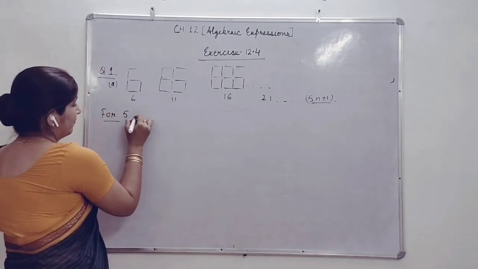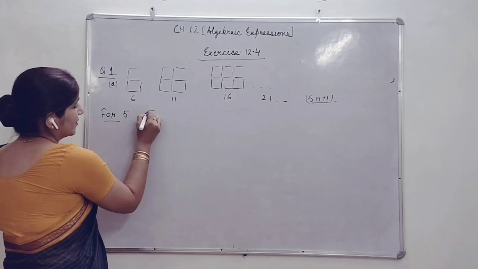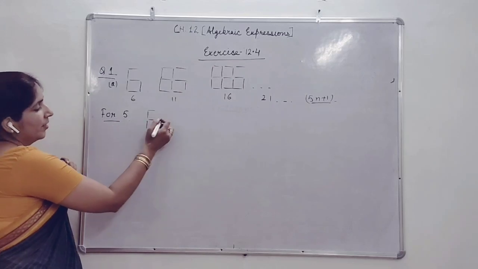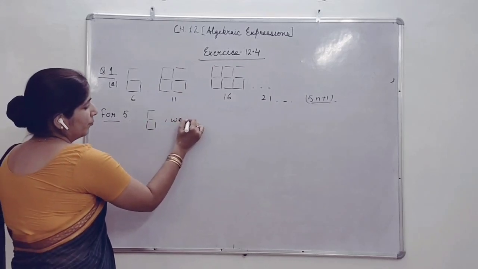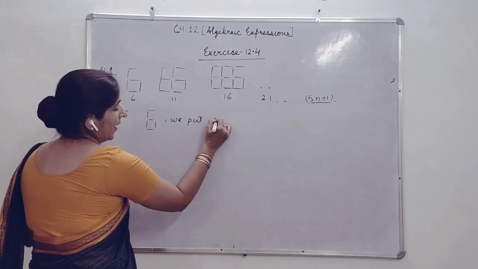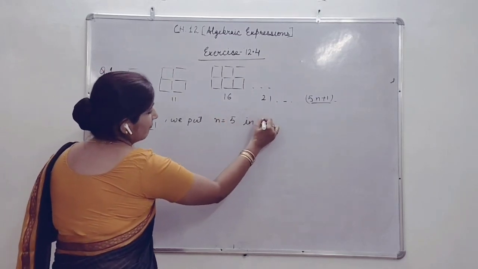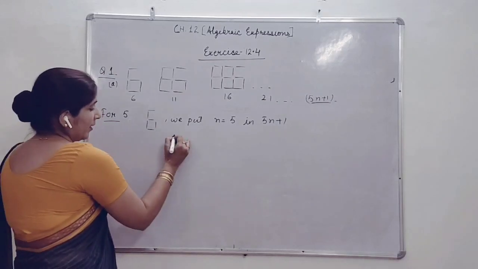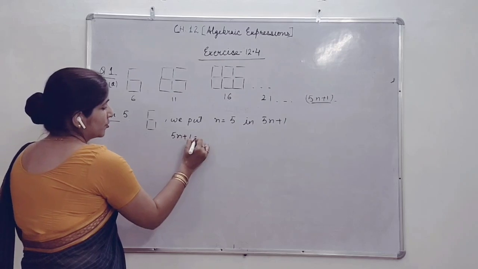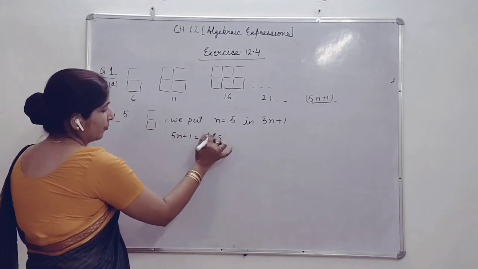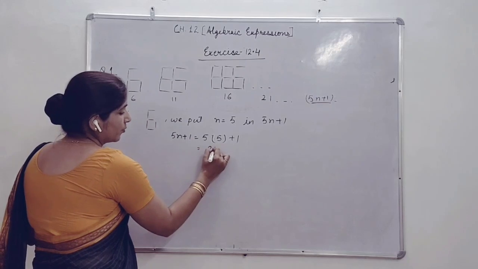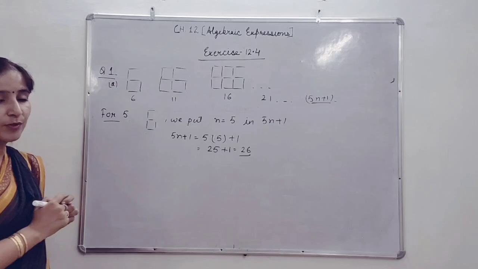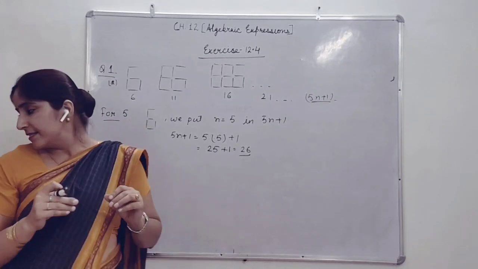So we put n equals 5 in 5n plus 1. We will put the value 5 here. So 5n plus 1 equals 5 into 5, or you can put the brackets as well. Then it will become 25 plus 1. The answer is 26. So how many segments do we need for this? We need a total of 26 segments.